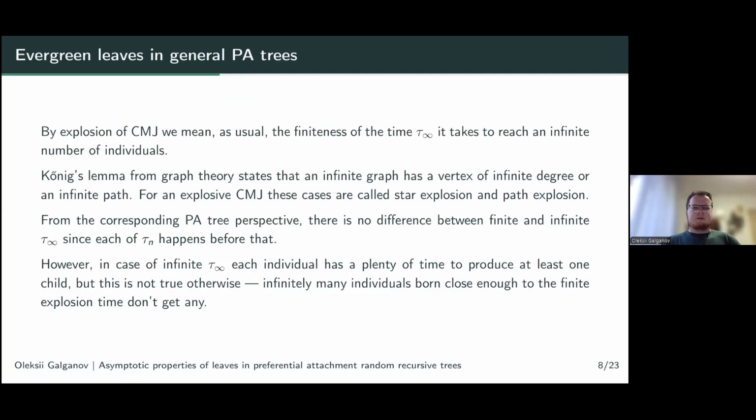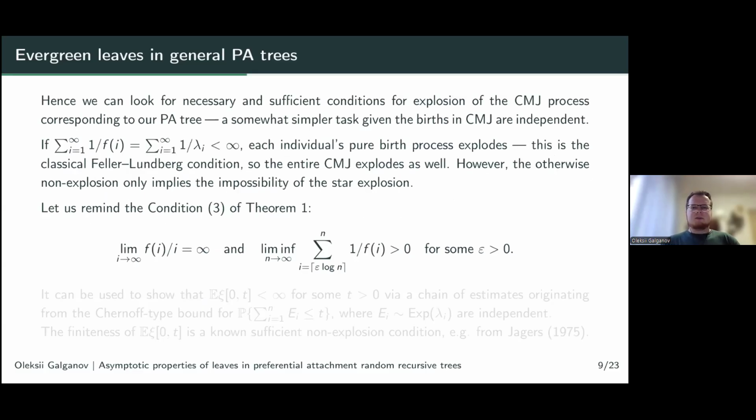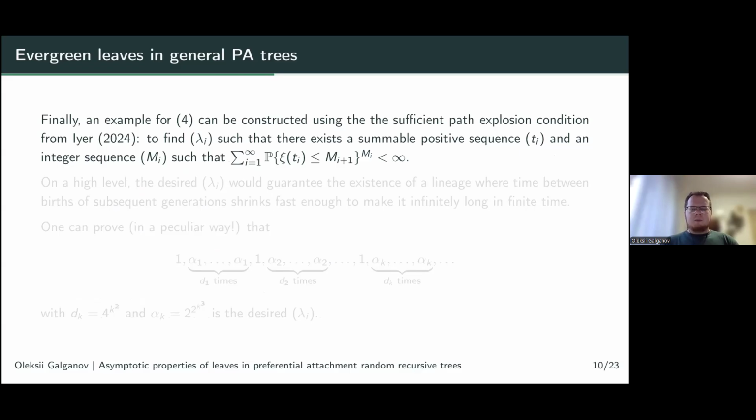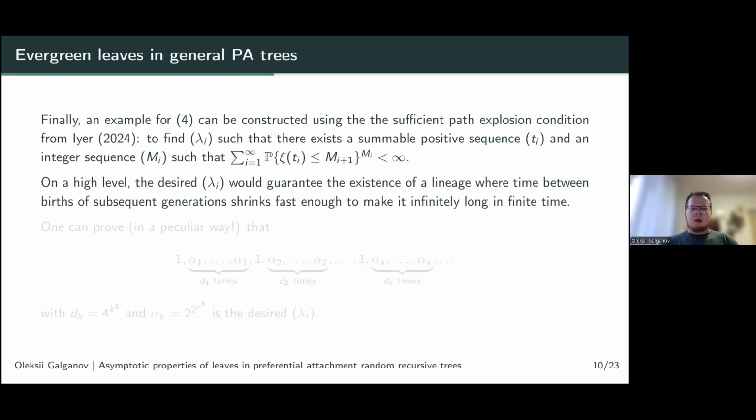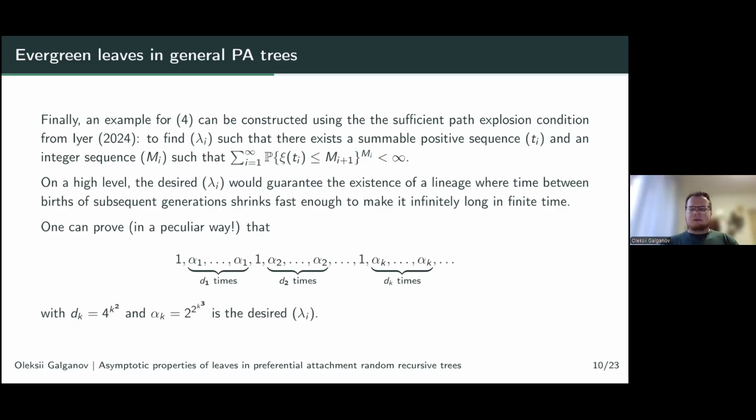In order to construct this example, to prove that this really holds, we can use the sufficient path explosion condition from recent work of Ayer. And on a high level, this example of lambda would guarantee the existence of a lineage where the time between births of subsequent generations shrinks fast enough to make it infinitely long in finite time. And an example would prove that such a sequence exists, and we can build them.